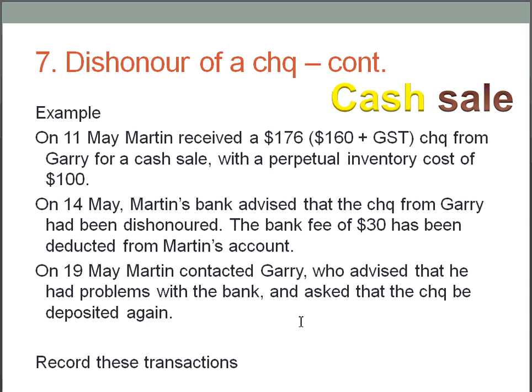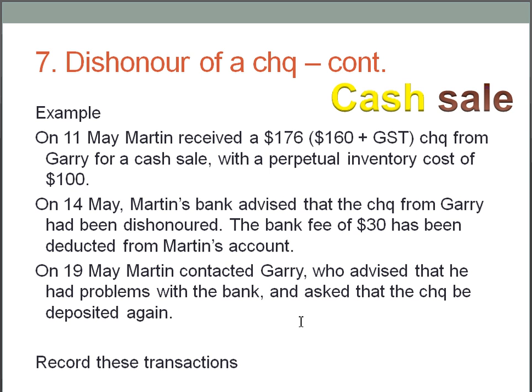Let's consider an example. We will begin with the cash sale. All right, so 11th of May, we've got Martin, and Martin receives a check for $176 from Gary for a cash sale. Let's assume we are using perpetual inventory system and the cost was $100. A couple of days later, Martin's bank advised that the check from Gary had been dishonored. The bank fee of $30 has been deducted from Martin's account.